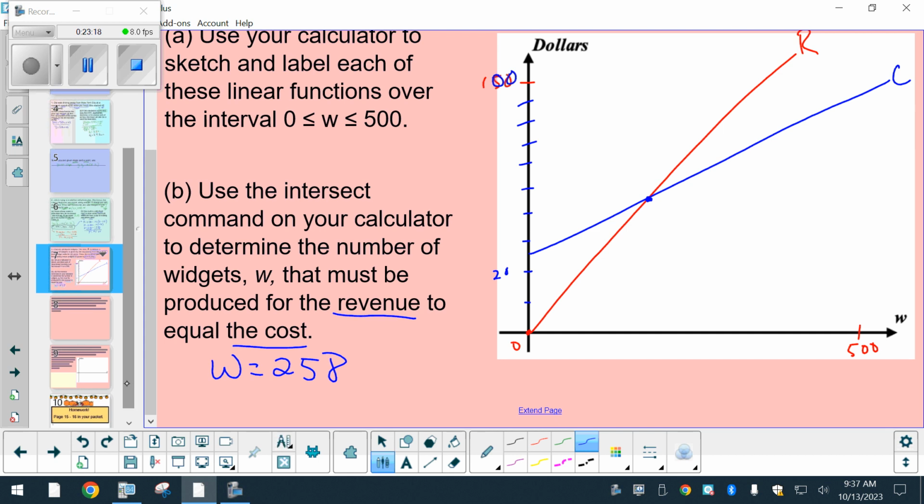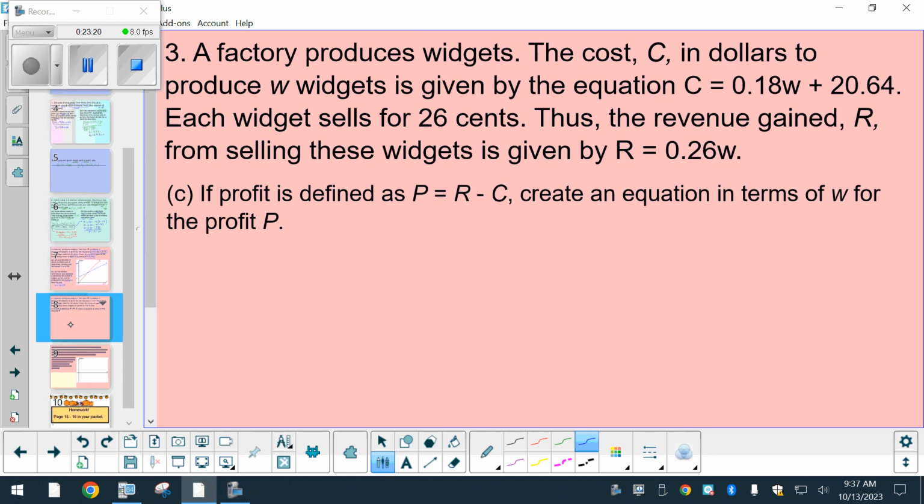And then the next part, they tell you that profit is defined, create an equation. And this would be the last thing we do. So our profit, we would take our revenue, which is the 0.26W, minus, and then what do you think we have to put there?